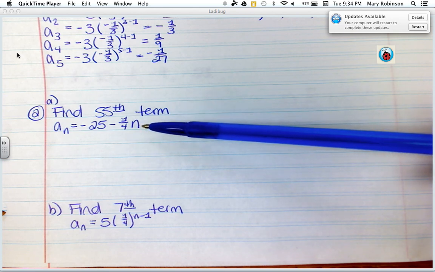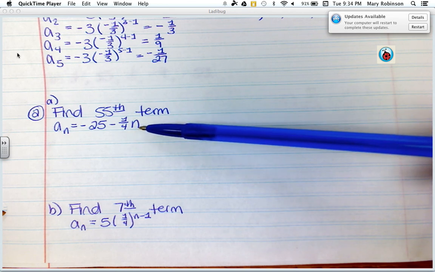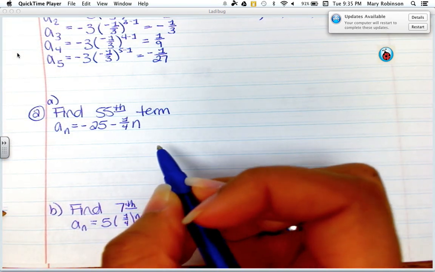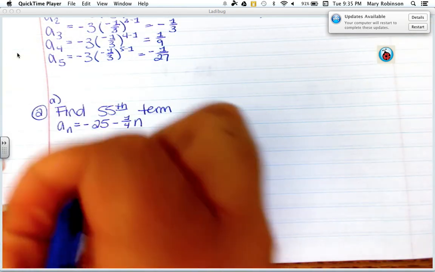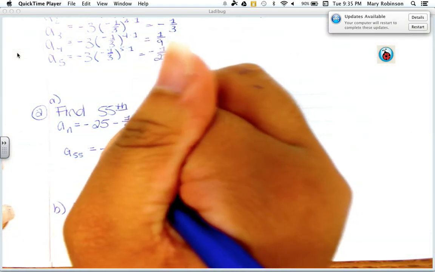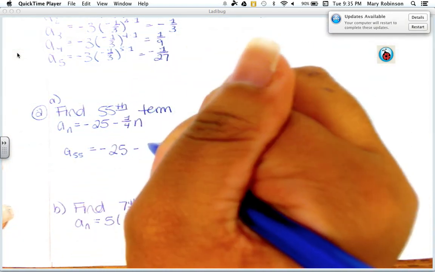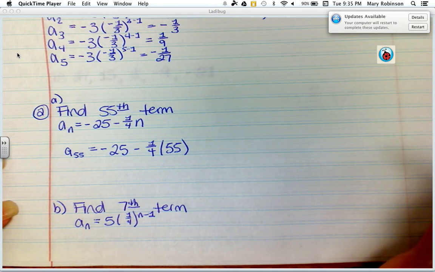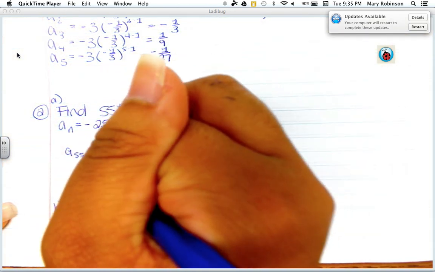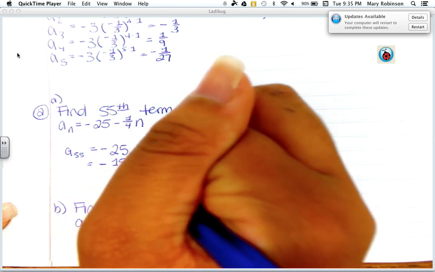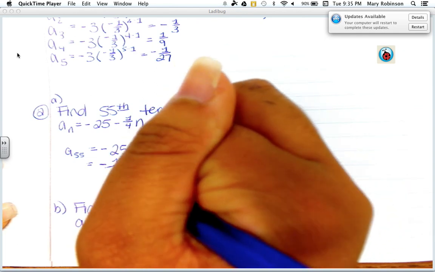Alright, so this is an arithmetic sequence. We know this because no numbers are being raised to a power. So all we're going to do, since this is the explicit formula, is substitute 55 for n. So A sub 55 is going to equal negative 25 minus 1/4 times 55. So then that's going to give us negative 155 over 4.